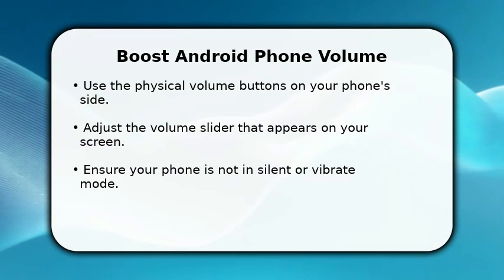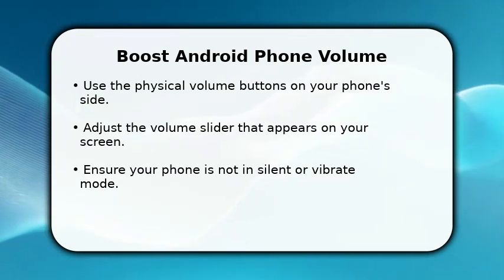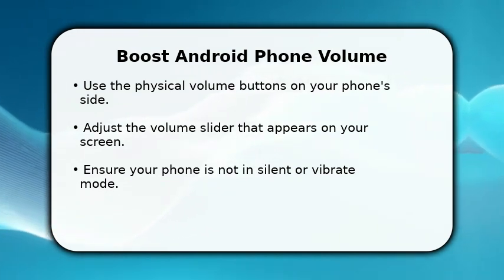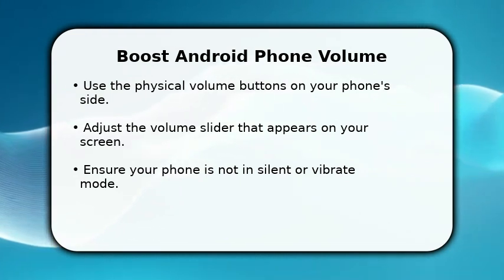In this video, I will explain how to increase volume on your Android phone. First, locate the physical volume up button on the side of your device. Pressing this button will incrementally raise the sound level. A volume slider will typically appear on your screen, allowing you to visually confirm the adjustment.